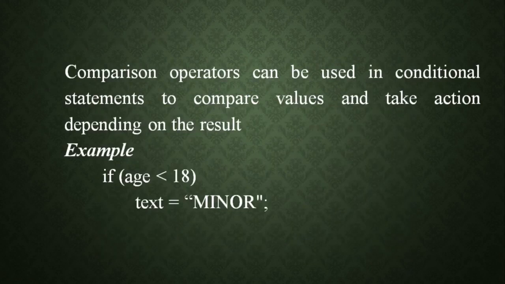If you see the example, here I am taking, if age less than 18, then the text prints it is minor. When will it print minor? If the age is less than 18. What is it doing? Comparing. Either equal to 18, less than, or greater than. If it is less than 18, then it is minor. If it is greater than or equal to 18, then it is major. The comparison operators can be used in conditional statements to compare values and take actions depending on the result.